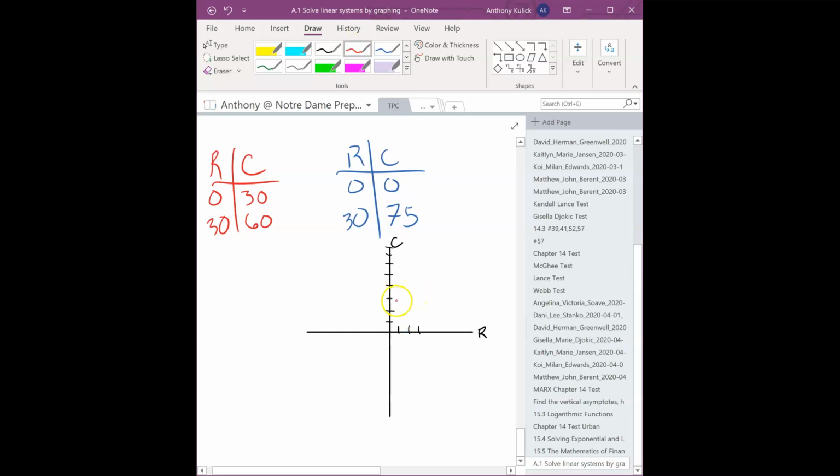Okay. So I have 0 and 30, and then 30 and 60. And then the next one, I have 0 and 0, and then 30 and 75. Somewhere like there.